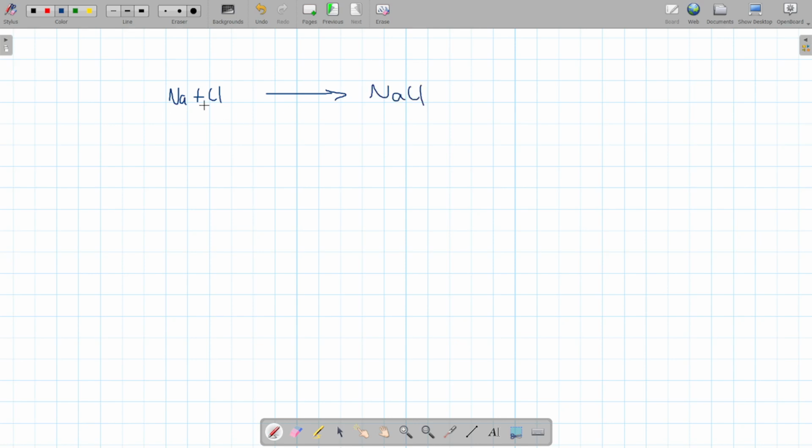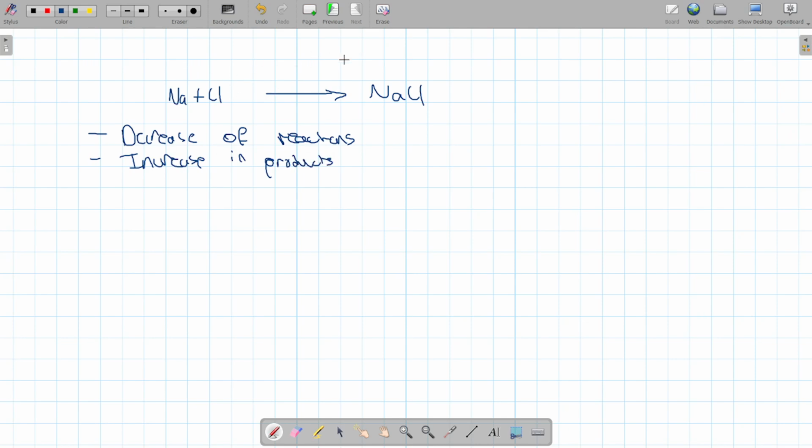A way you could measure how fast the reaction is, you can measure two things. You can measure the decrease in the concentration of the reactants, or the increase in the concentration of the products. What do I mean?